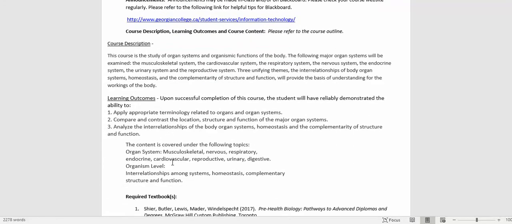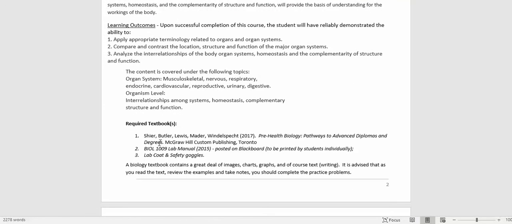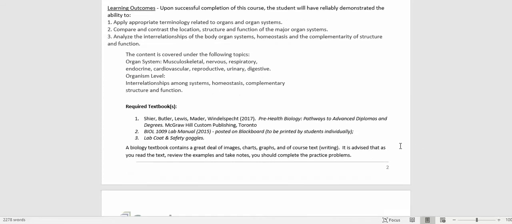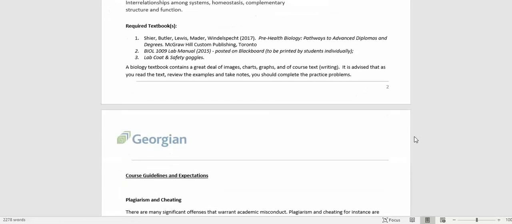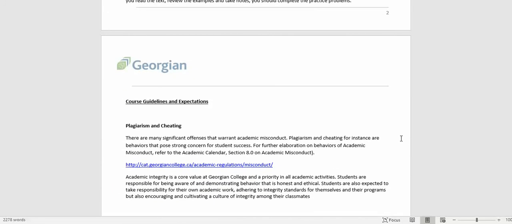The course description is here. We've already gone over it. It's the same textbook as last semester. The custom pre-health biology pathways to advanced diplomas by McGraw-Hill. It's really, for this course, all of the chapters are from the Holes book. So if you have Holes instead, then that's good.